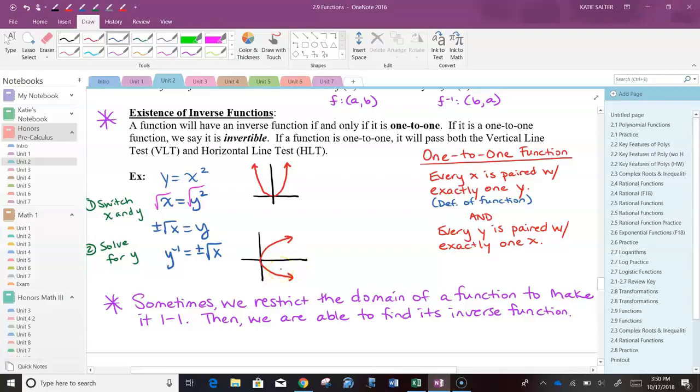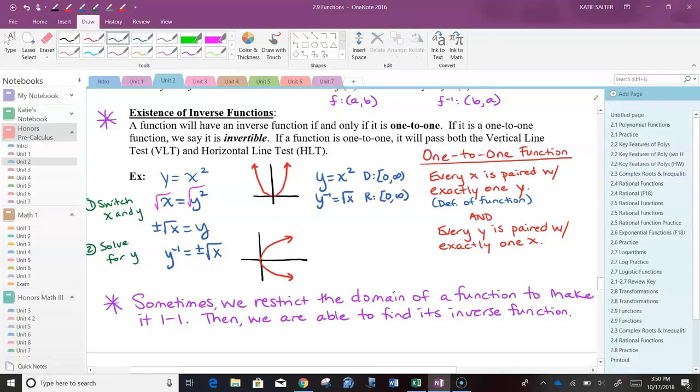So sometimes what we have to do in order to make a function have an inverse that is also a function, we have to restrict its domain. So for example, if we talked about y equals x squared, and we restricted the domain to be from 0 to infinity, then its inverse would be the positive square root of x, because that way its range would be from 0 to infinity.